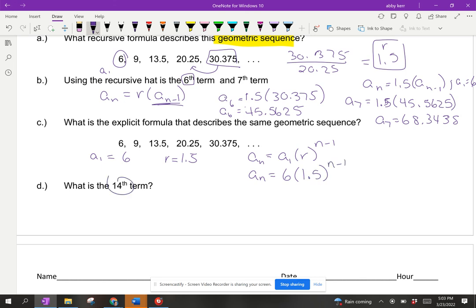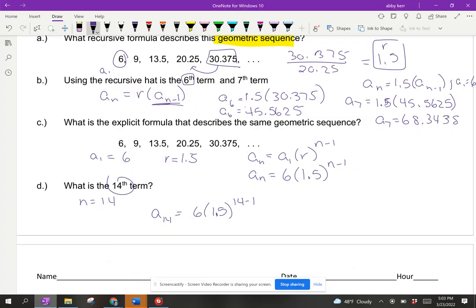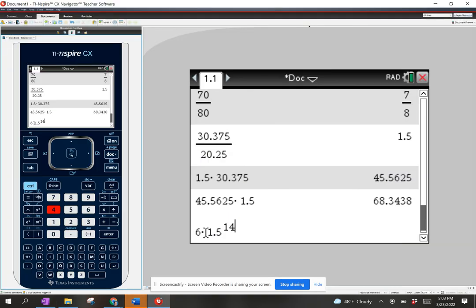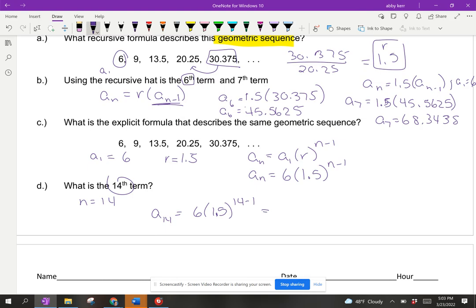Now what is the 14th term? N is equal to 14. So then we put in the 14 wherever we see an n. Now it's important that you hit the caret key here. 6 times 1.5 caret, and then we're looking for the 14th. And then you got to make sure the minus 1 is also in the exponent. So then we get 1167.72.